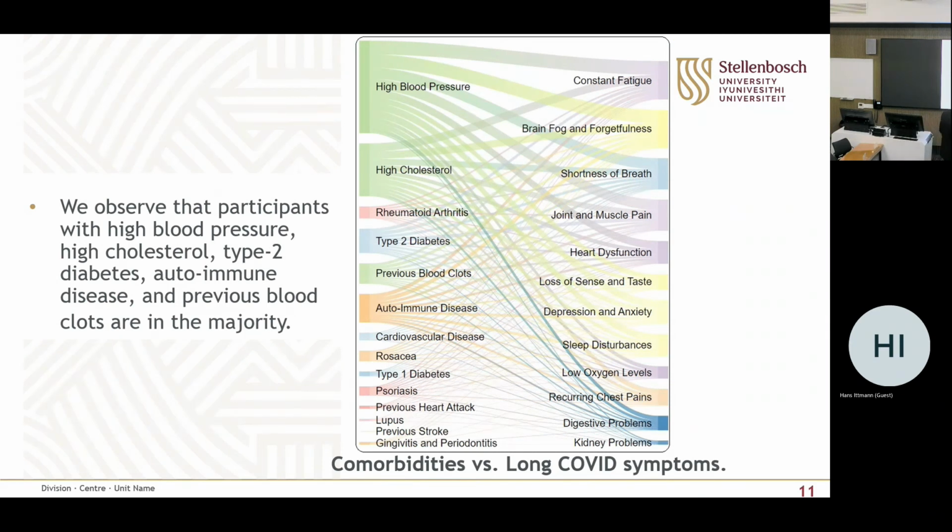Okay. So now, this slide shows the comorbidities versus the long COVID symptoms. Comorbidities, we had 14 in all: high blood pressure, high cholesterol, down to previous stroke and periodontitis. So we found out that the majority of the participants, or the long haulers, had high blood pressure and high cholesterol, coupled with autoimmune disease. The next slide will depict this clearly.